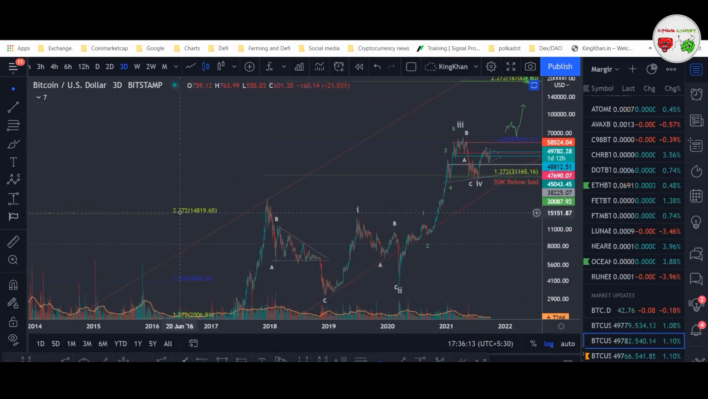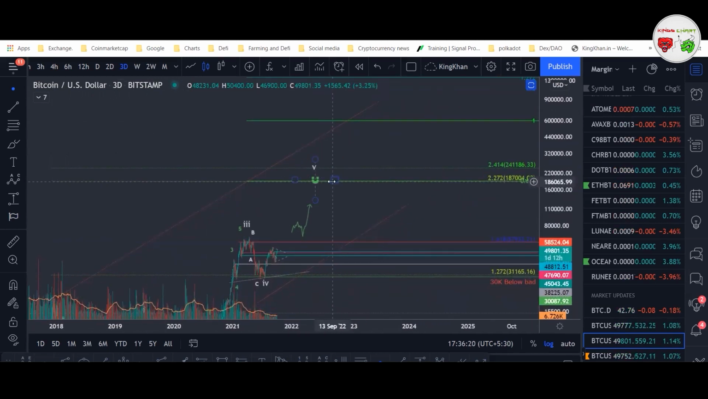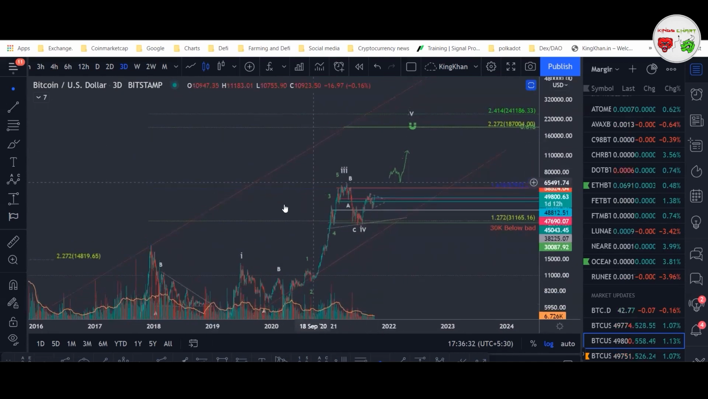have to blow off and test the 2.272. Okay, you can see here around 187K, and the final one is 200K. Okay, this is the cycle analysis.